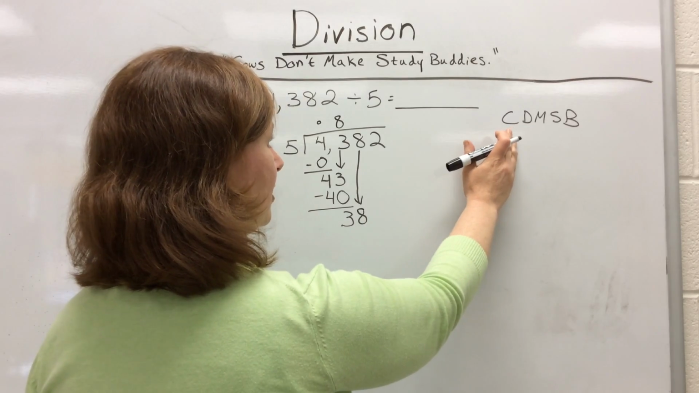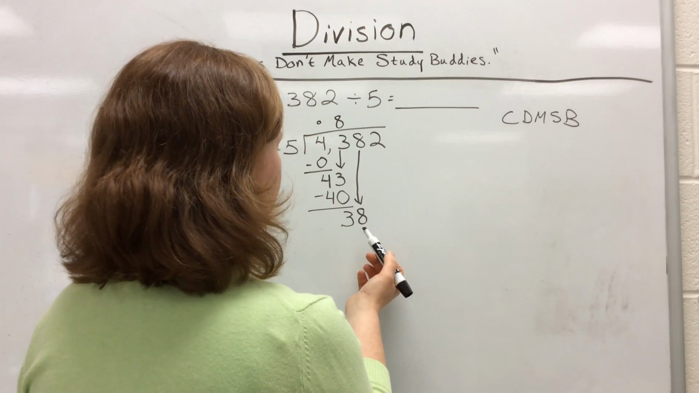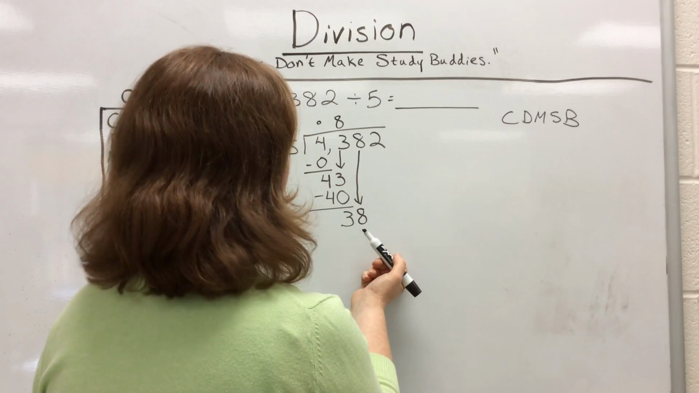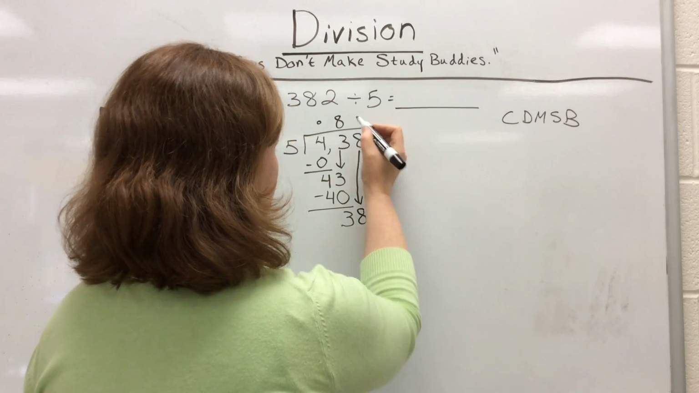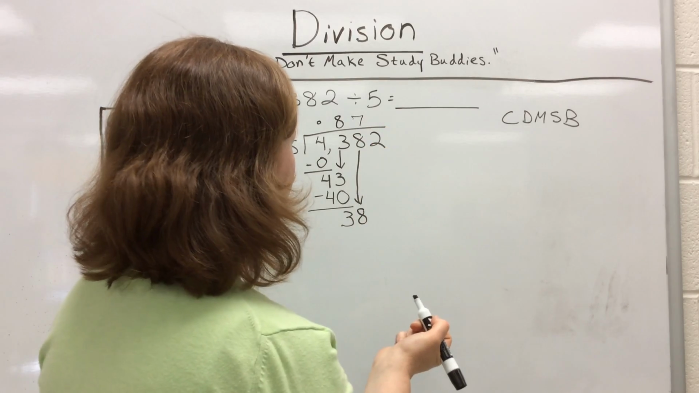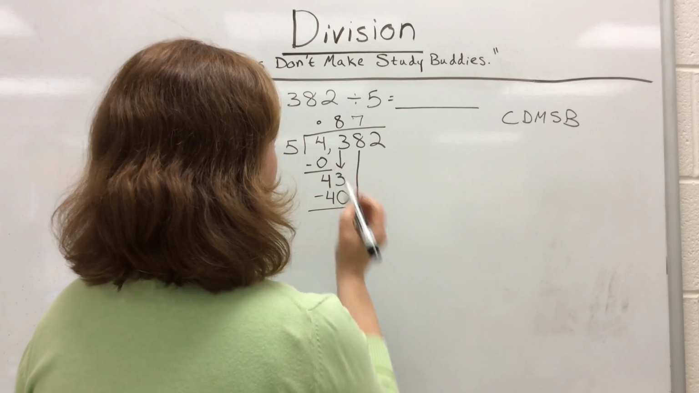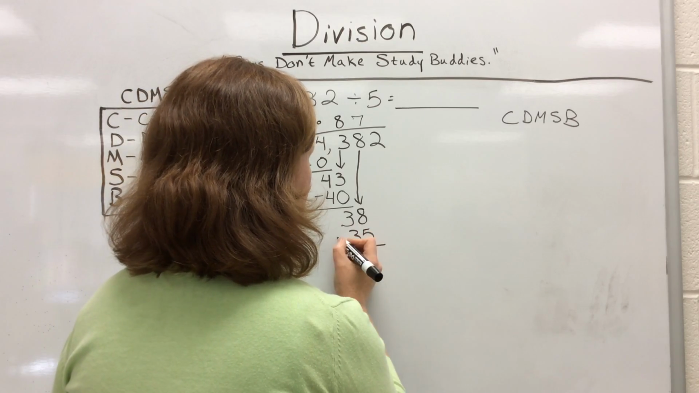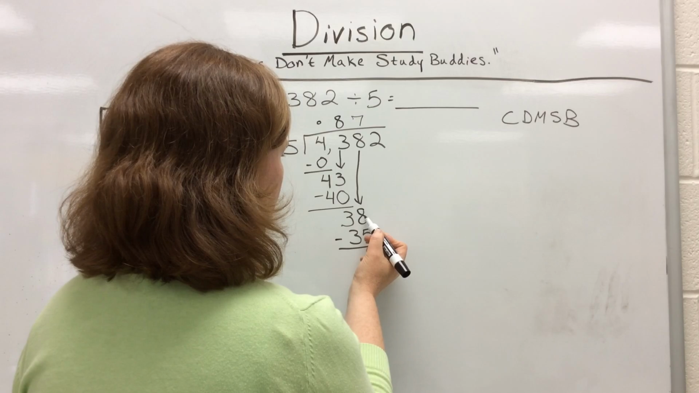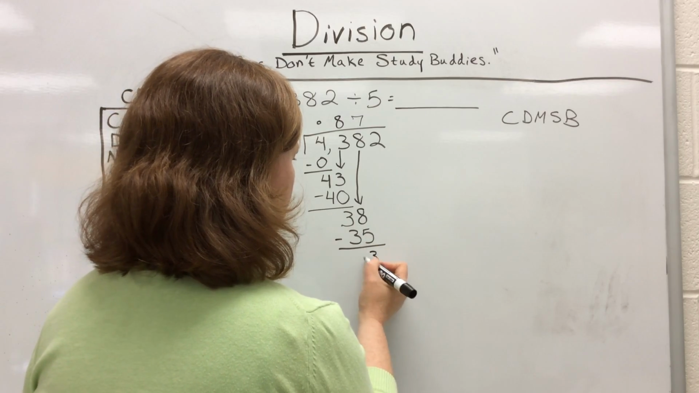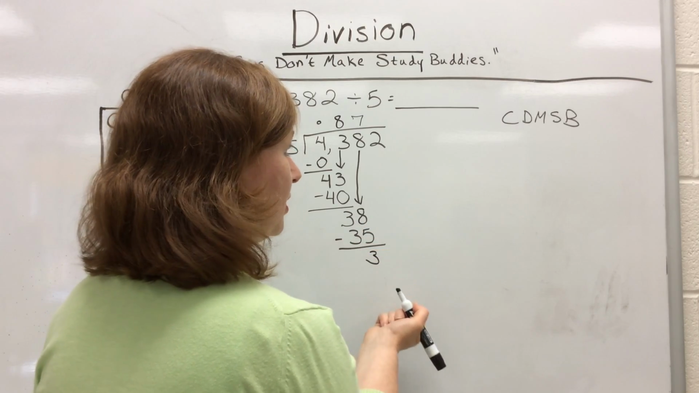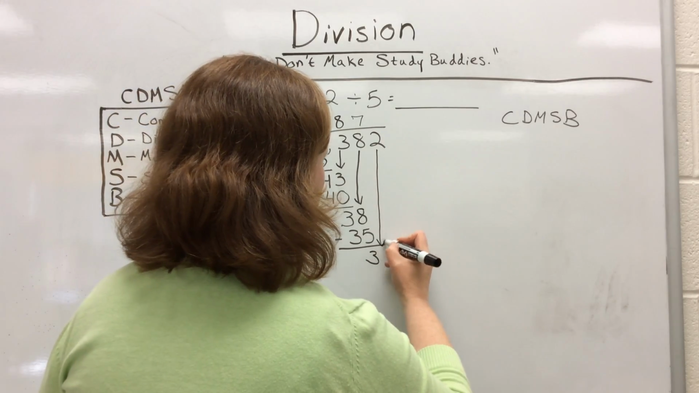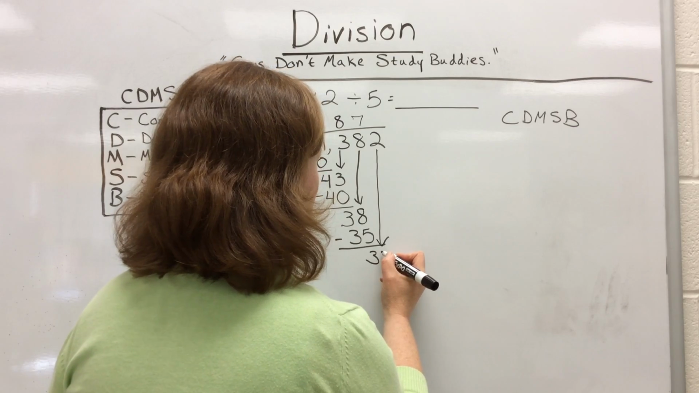And I go back to the beginning. Compare. 5 does fit into 38. Divide. 5 fits into 38 7 times without going over, because 7 times 5 is 35. Subtract. 8 minus 5 is 3. 3 minus 3 is nothing, so I get a 3 in my difference. Bring down. I'll bring down my 2 because that is the next digit in my dividend.